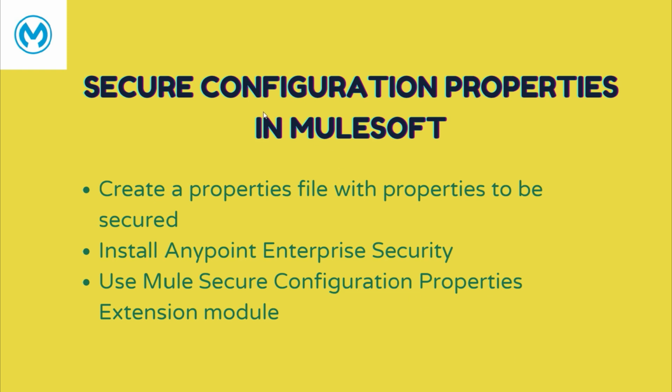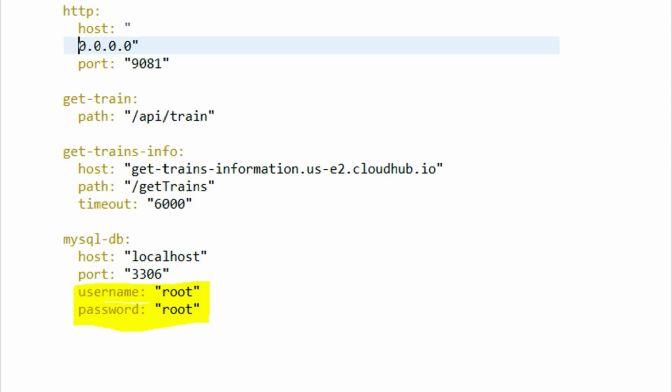Hi, welcome back. In today's session, let's see how to secure the configuration properties in Mulesoft. We'll create a property file with the properties to be secured, and we'll use Anypoint Enterprise Security to encrypt the properties, and we'll connect to Exchange and use the Mule Secure configuration properties extension module to set the secure configuration properties.